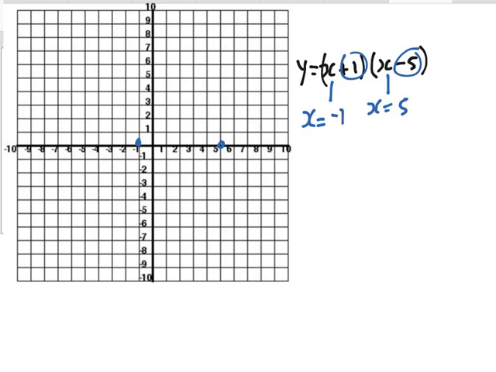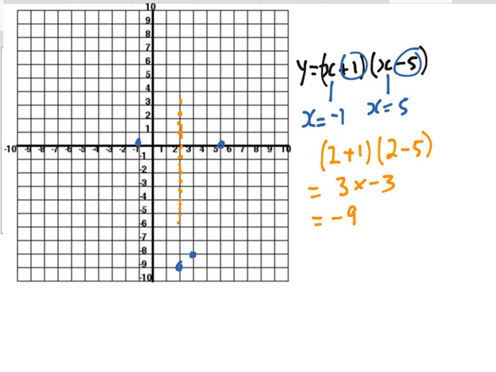Plot those 2 points on your x-axis and find the halfway point between them. Somewhere along that x equals 2 you will find the vertex coordinate. So put 2 into the formula, work it out on your calculator. So the vertex is -9.